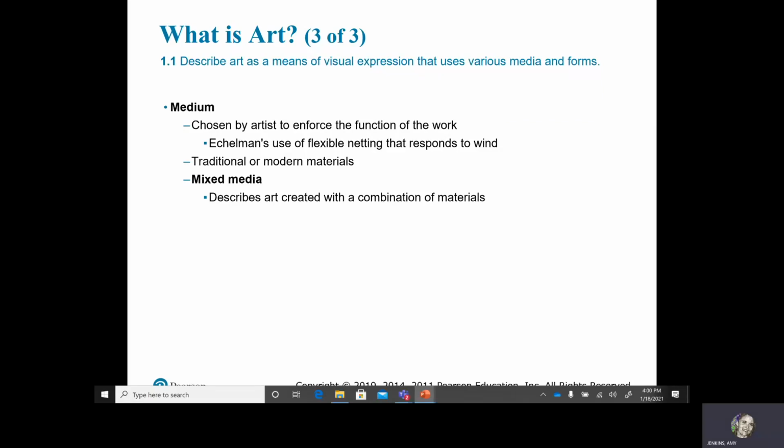In Eckelman's use of flexible netting, it responds to wind, and she chose that on purpose. You can use traditional or modern materials. Mixed media describes art created with a combination of materials, like Eckelman's work.